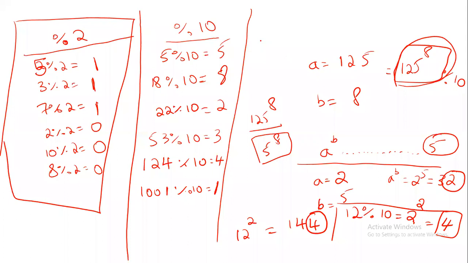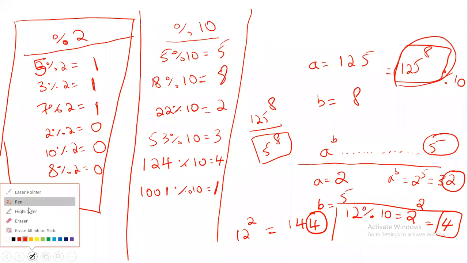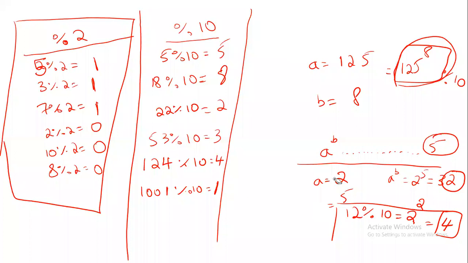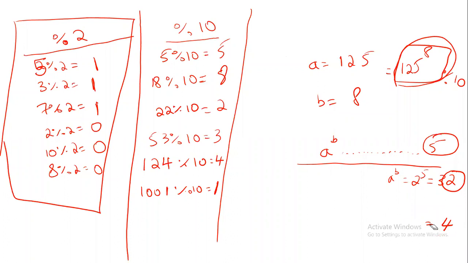I'll tell you. See, if someone asks you a question, they will give a number and you have to find the sum of its digits. For example, if 125 is given, you have to find the addition of 1 plus 2 plus 5. What is the answer of 1 plus 2 plus 5? 1 plus 2 is 3. 3 plus 5 is 8. So 8 is our answer.